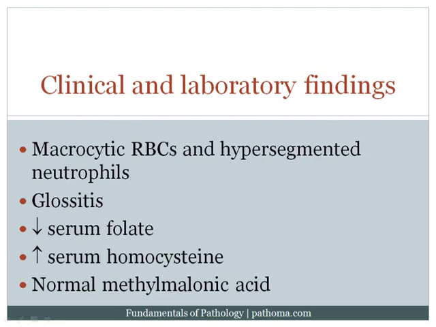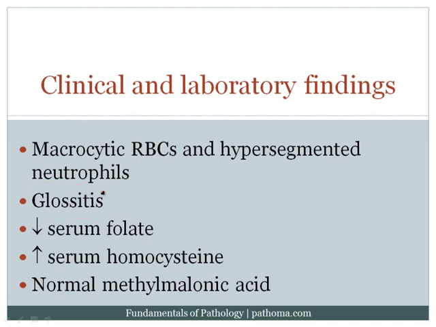Obviously, the patients would have a macrocytic anemia, i.e. the cells would have an MCV greater than 100, and we would see hypersegmented neutrophils on blood smear. In addition, the patients classically have glossitis, which is inflammation of the tongue, and that partially has to do with the fact that the cells of the tongue are not going to be turning over as well, and so there will be discomfort in the tongue.